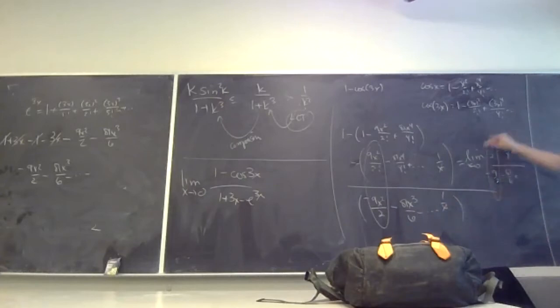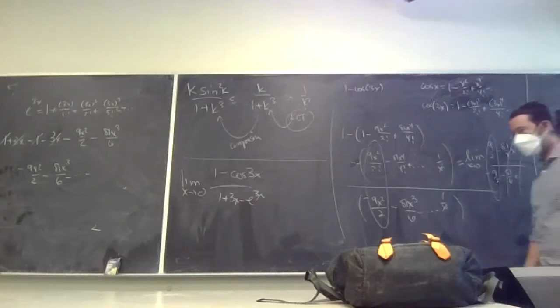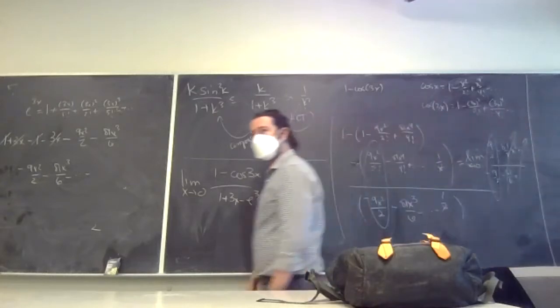What's the limit? Put in x equals 0, what's left? Negative 1: 9 halves on top, minus 9 halves on bottom. All this stuff goes away. That's the limit. Make sense? All right. What else?